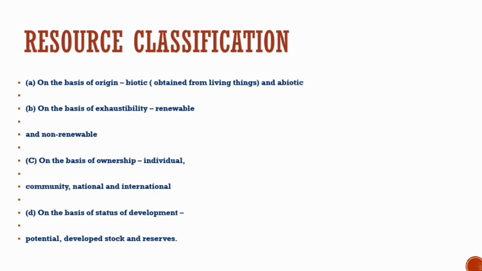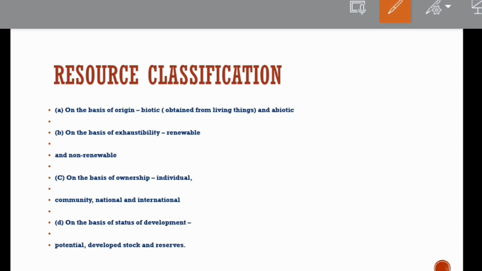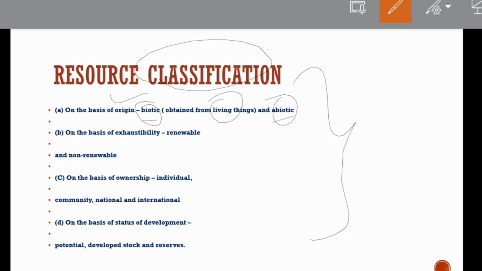Now, resource classification. I just told you what a resource is: it is anything that is available in your environment and which satisfies your needs. So we are going to classify them on the basis of origin. On the basis of origin, there can be two types of resources, that is biotic resources and abiotic resources. You have to learn the heading. Biotic resources are the resources which are obtained from living things in the environment. Living things, right? Which can breathe. For example, plants, animals, birds, etc.